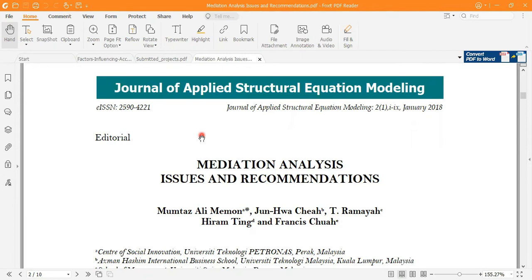This has been written by Mumtaz Ali Memon and T. Ramayah and three other co-authors. This paper was published in the Journal of Applied Structural Equation Modeling in January 2018. So it's one of the latest papers on this topic. Okay, so let's start our discussion.